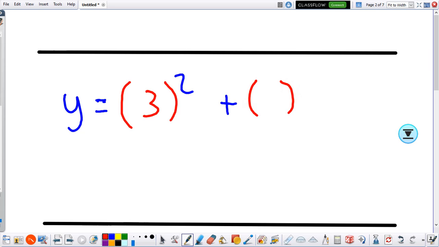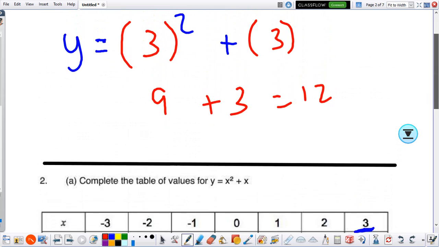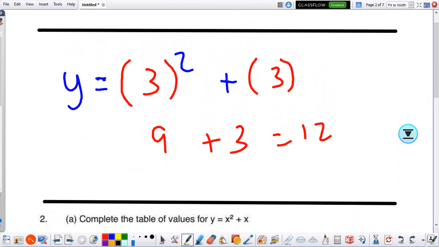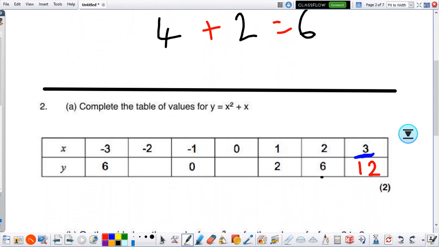So when x equals 3, 3 squared is 9, plus 3 is going to give me 12. So all I'm going to do is calculate the value. We know that the next one is 2, so I'm just going to put the 2 in there so we can see where that's coming from. The rest of it stays the same. So 2 squared is 4, plus 2 gives me 6, and you can see that that is 6 there.